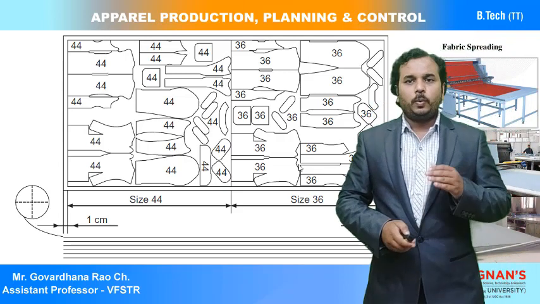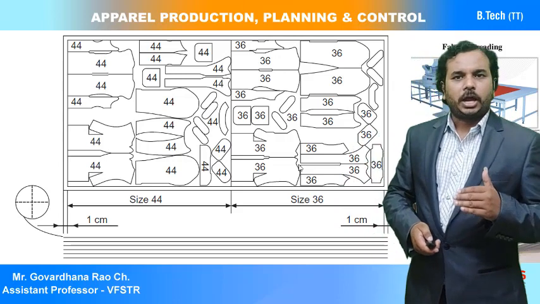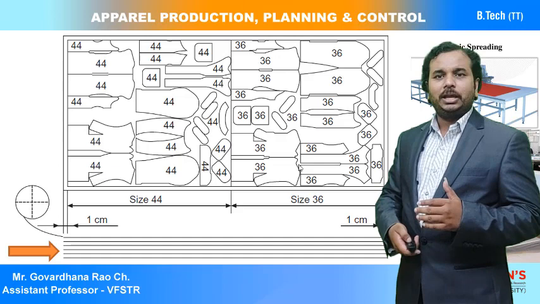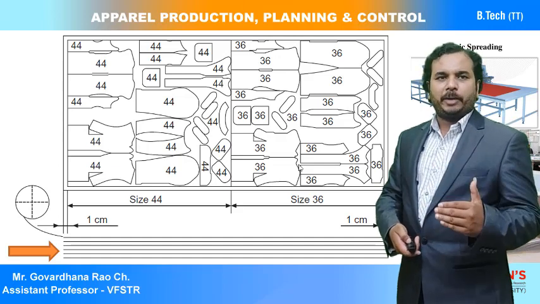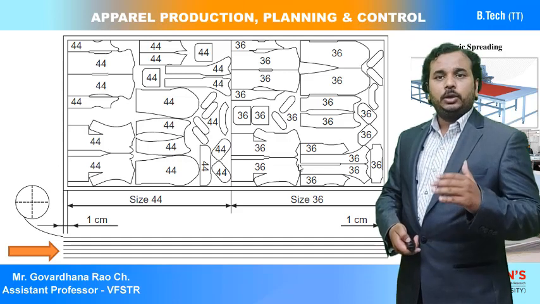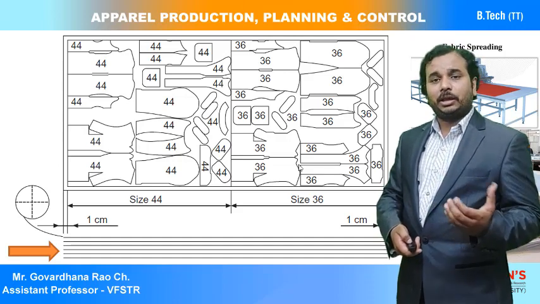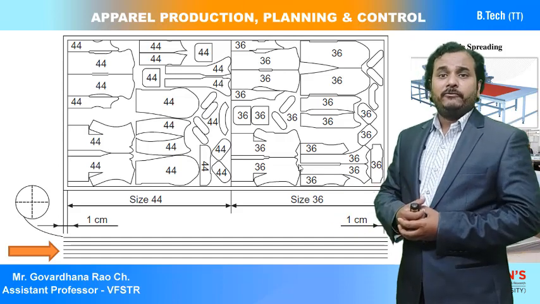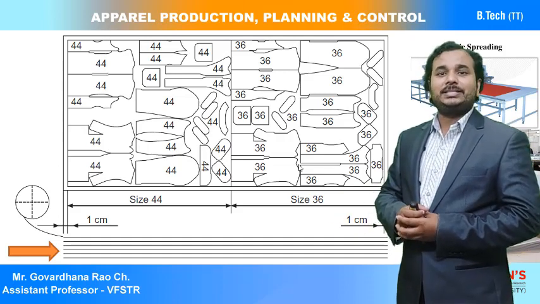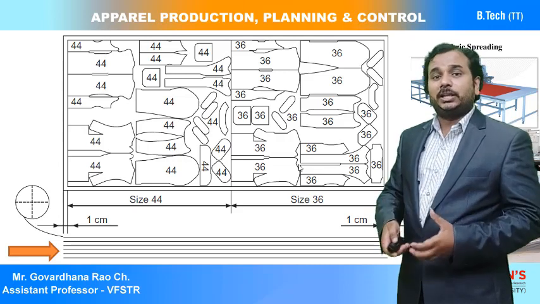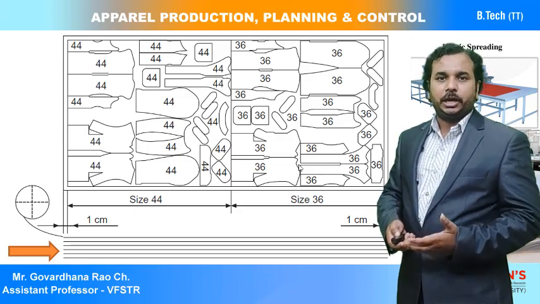So this is how we are going to prepare a marker. You can see that there are a number of plies of fabric, and above the fabric plies we are going to place the marker. After placing the marker, we clamp it at all the sides of the fabric plies along with the marker, and we go for the next step, that is cutting.